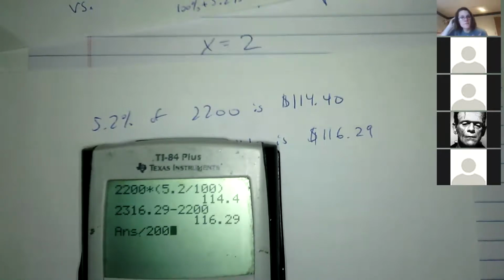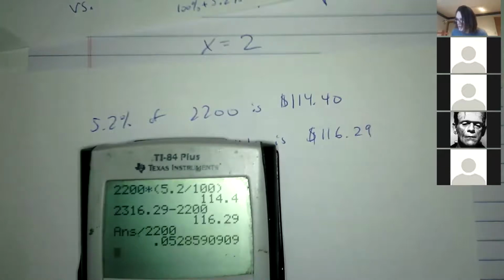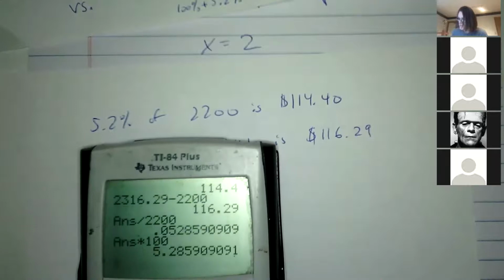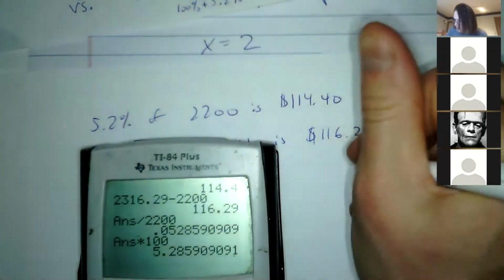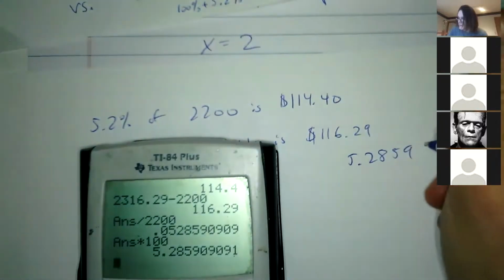Oh, it would be relative change. You do the relative change, right? So it'd be, let me do that again. So it'd be the new amount over the old amount. That gives me the interest. And then you divide it by the old amount or the initial amount. So divided by 2,200. And then you multiply by 100 to get it as a percent. So this number here is actually 5.28, I don't know, 59 maybe percent.